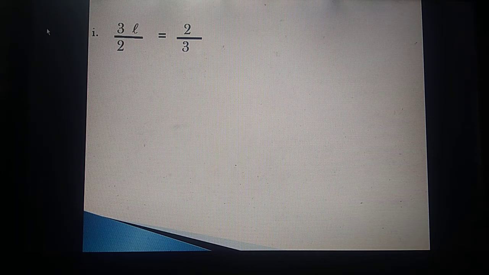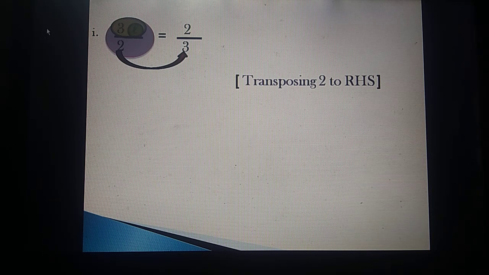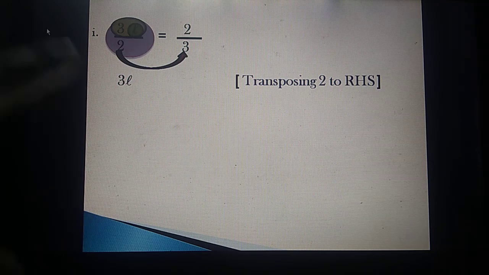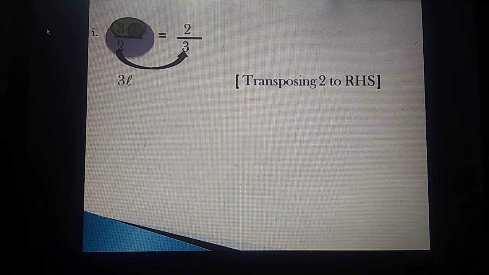Next, again highlight one by one. Don't get confused with the right side. Yes, in the outermost we can see 2 is present. I will shift 2 first, 3 later. So transposing 2 to RHS. Now 3l will come as it is. Right now we were dividing it by 2. After transposing, you are supposed to multiply by 2.